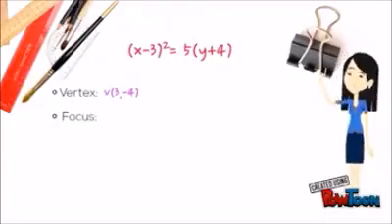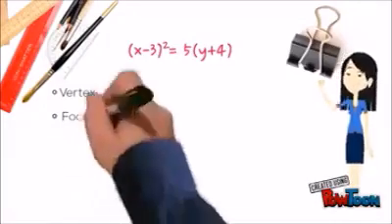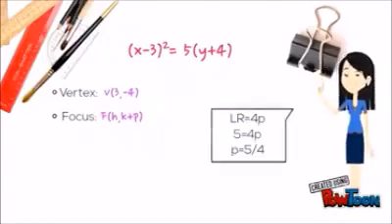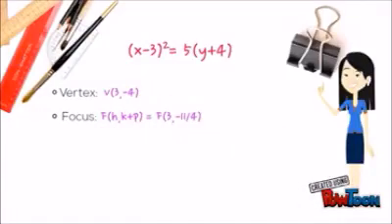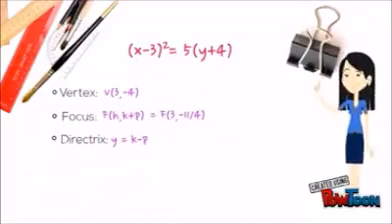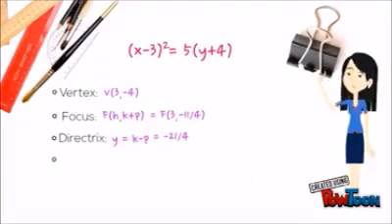For a parabola facing upwards, the focus must be above the vertex, having h as its x-coordinate and k plus p as its y-coordinate. To get p, we know that LR is equal to 4p, thus p for this case is 5/4. Then the focus is at 3, -11/4. For the directrix, since the parabola is facing upwards, the directrix shall be a horizontal line p units below the vertex. Then it's equal to -21/4.